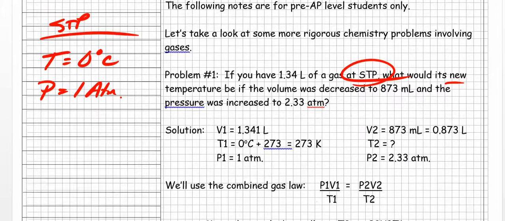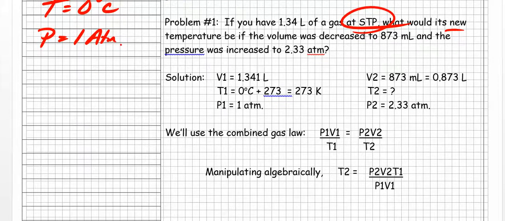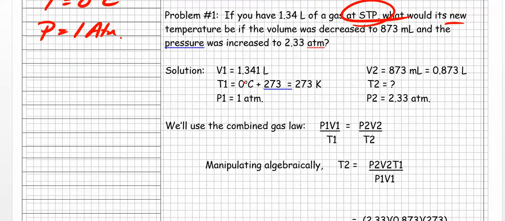We're going to use the combined gas law. We know that, but let's write down what we know. We know that the initial volume was the 1.34 liters, right? We know it became 873 milliliters, right? Or we can write that as 0.873 liters by simply moving the decimal place over once, twice, 3 times to the left, right? By the way, if V1 is in liters, V2 has to be in liters too. That's very important. You can't have liters and milliliters, okay?